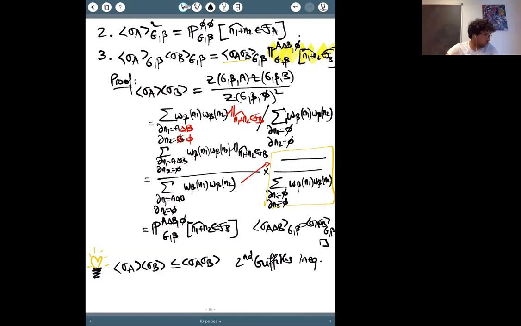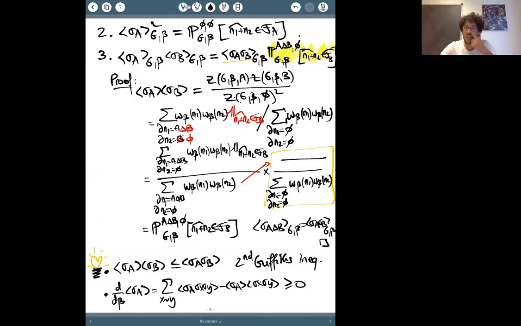Just another comment, and then we make a break, is that this, by the way, has a trivial consequence, which is that d over d beta of sigma a, which is the sum over x neighboring 1 of sigma a, sigma x, sigma y, minus sigma a, sigma x, sigma y, is positive. So it tells you that correlations increase with beta.